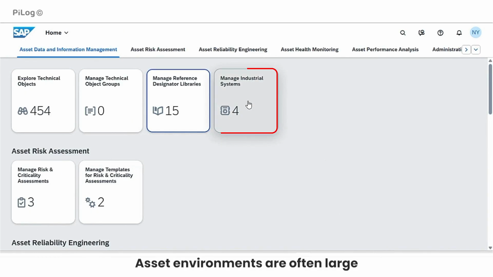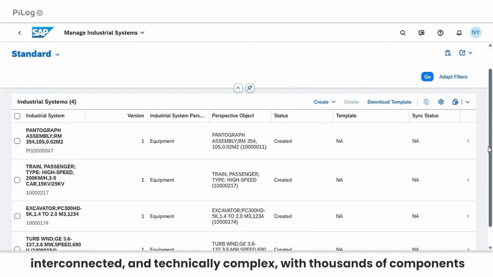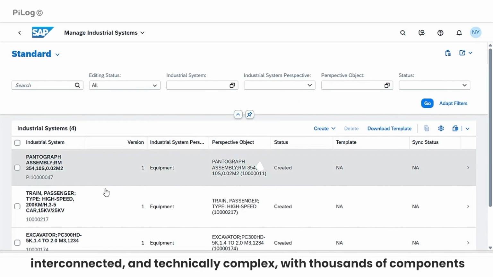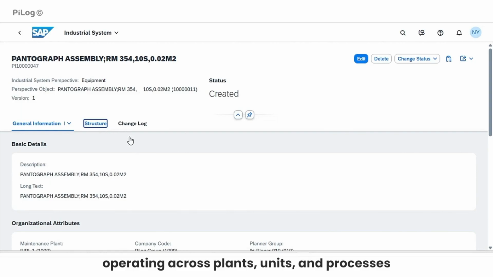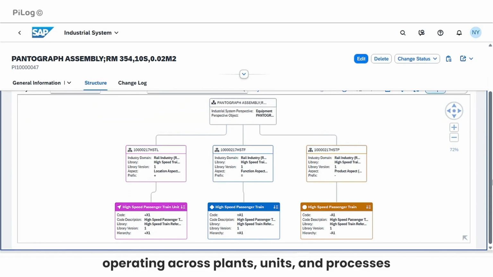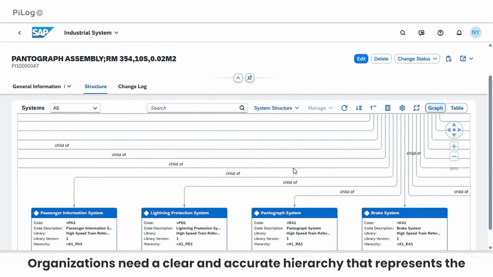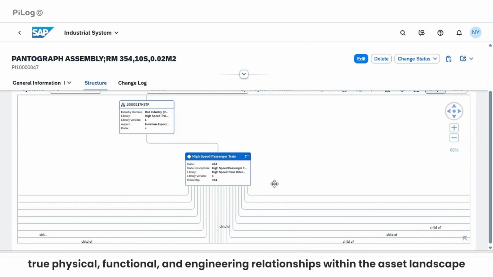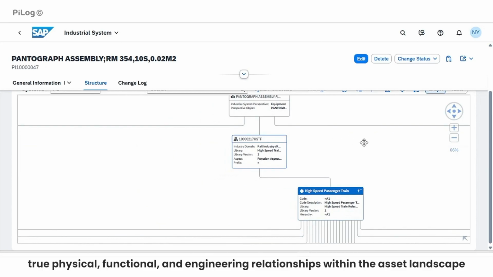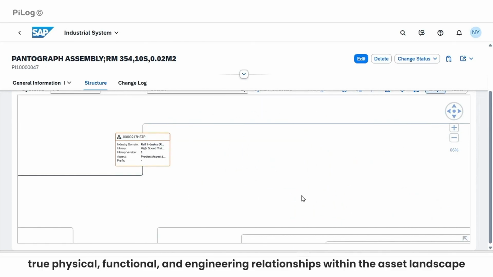Asset environments are often large, interconnected, and technically complex, with thousands of components operating across plants, units, and processes. To manage these systems effectively, organizations need a clear and accurate hierarchy that represents the true physical, functional, and engineering relationships within the asset landscape.